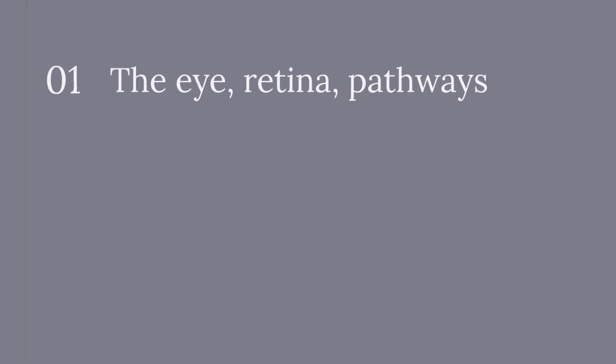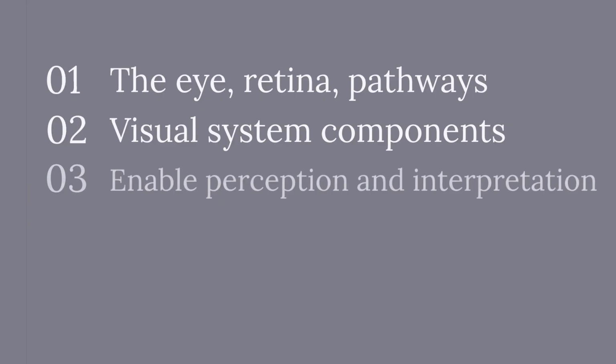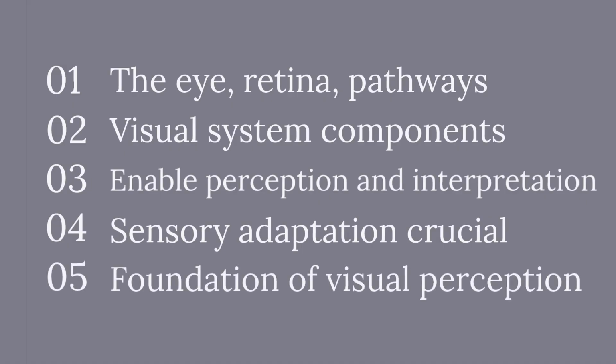The visual system comprises several components. The eye, retina, and pathways are key. They enable perception and interpretation. Sensory adaptation and contrast processing are crucial. These elements form the foundation of visual perception.